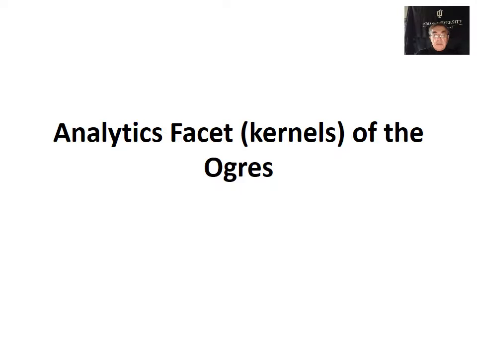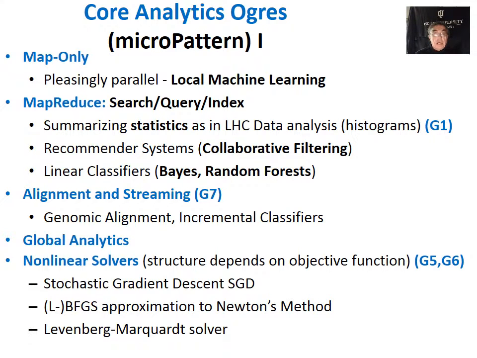So now we go on to the analytics facet of the ogres, which is the last of the facets, and these are the kernels. These are actually a little like the NAS parallel benchmark, but applied to data. Now we come to the final set of facets, which are very much like the NAS parallel benchmarks. The actual analytics are divided into the way we classified MapReduce into its 4 types, starting with map only.